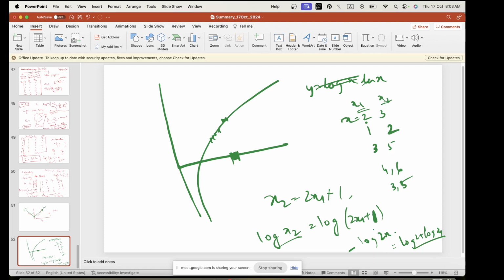Can you understand this part? Yes, ma'am. Yes, ma'am. Like this, the three options are plausible remedies, but this one is not a remedy to solve this.